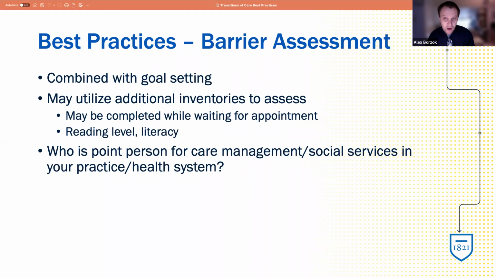And then, along with barrier assessment, okay, great. So you assessed for barriers, you identified some barriers. Who is the person on your care management or social work team that is responsible for addressing these outside of the appointment? If you don't know who that is and you're just putting them in a chart and not doing anything with them, what's the point? Why are you doing this? So those are some things to consider.